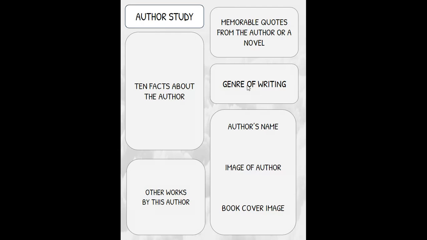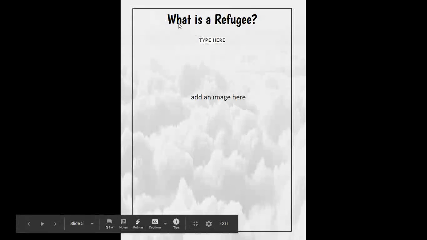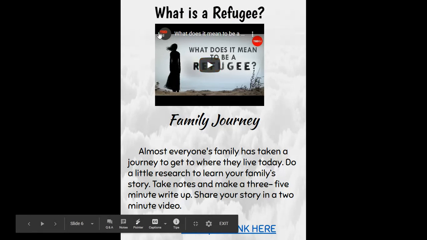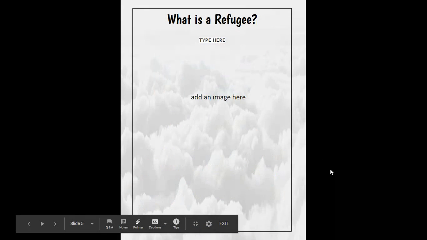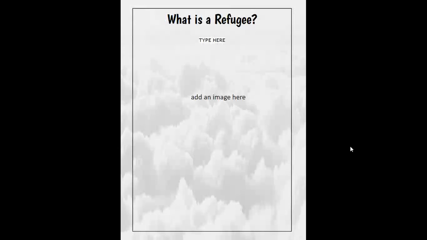The genre is the type of writing that the author produces, and so I would put genre of refugee in Google, and they'll give you the genre, what category of writing is the novel and of his writing. So here you are going to answer, what is a refugee? And you're going to type your answer here, and then you're going to add an image. There's a really cool TED Talk video of what a refugee is. So this is the refugee, and the author study is what you should get done today.